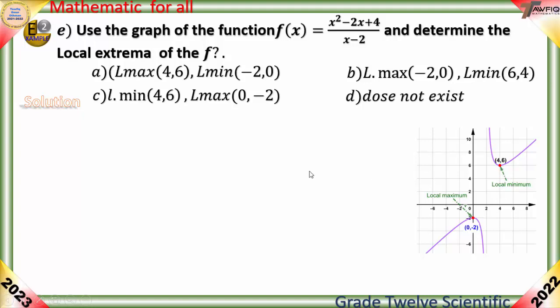As you can see, the local minimum is (4, 6) and the local maximum is (0, -2), so C is the correct answer.